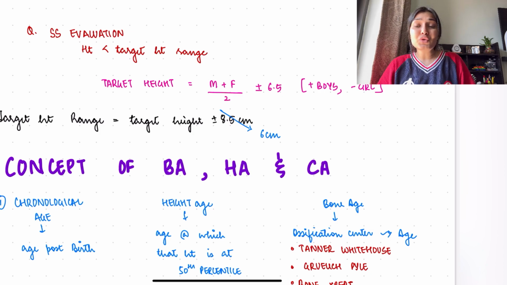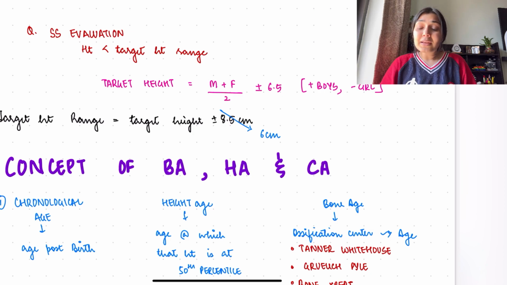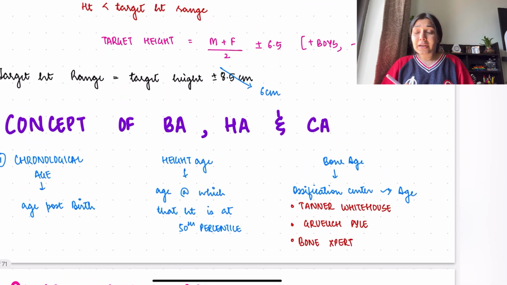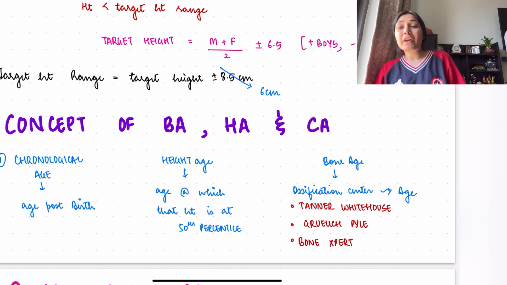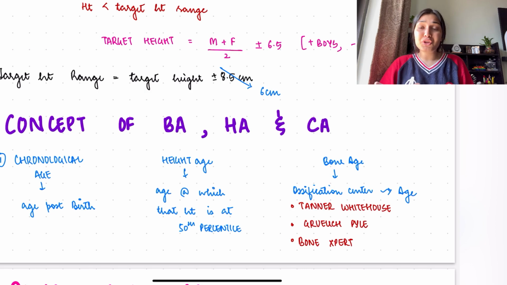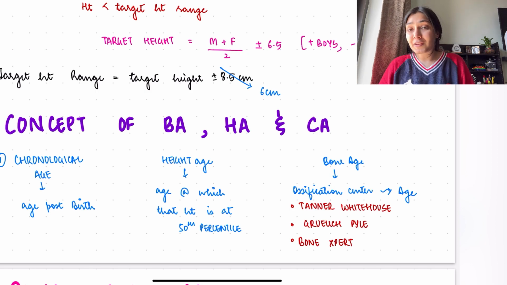If the height of the individual is less than that target height following that curve, then definitely this child is a short stature child, right? Earlier, this target height range was considered to be plus minus 8.5, but now the latest studies show that it won't be plus minus 8.5. It's better if we take it as plus minus 6 centimeter.